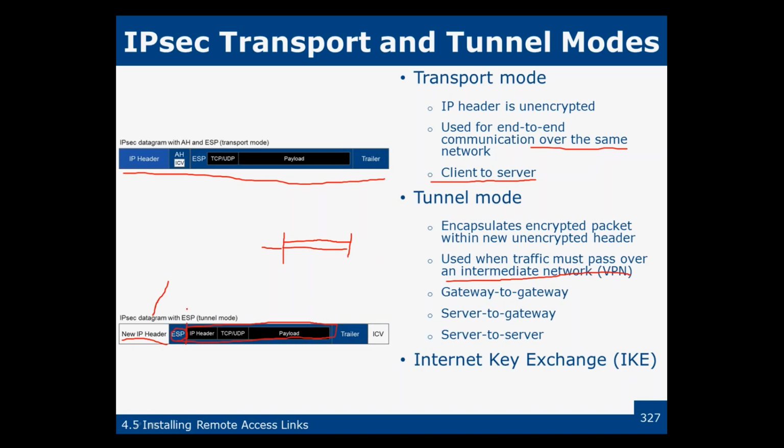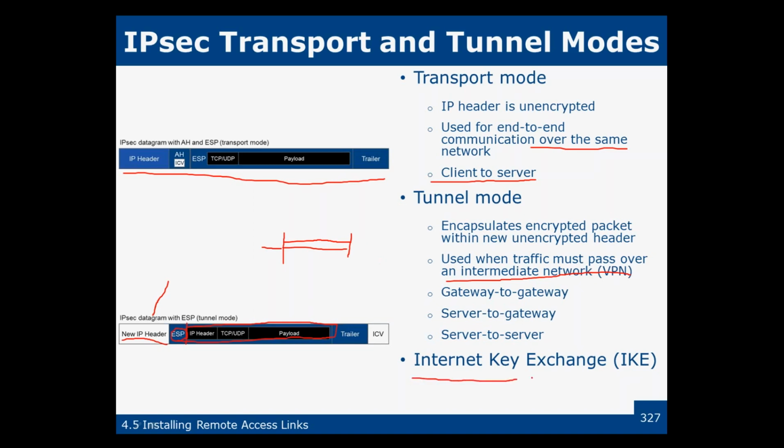Server to gateway, it may go from a computer to a firewall to a gateway to an endpoint, or it may go from computer to computer, server to server. In that case, it has to go through the firewall. We'll have to do the firewall configuration to do that.